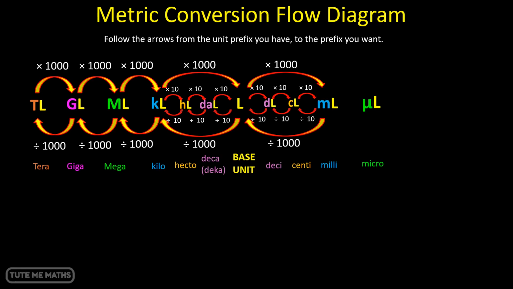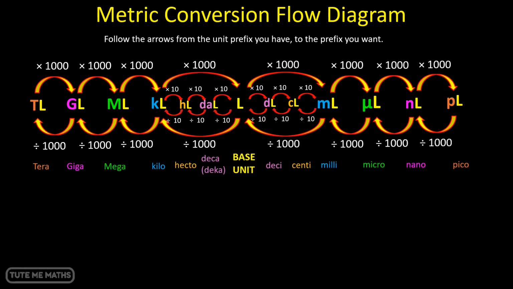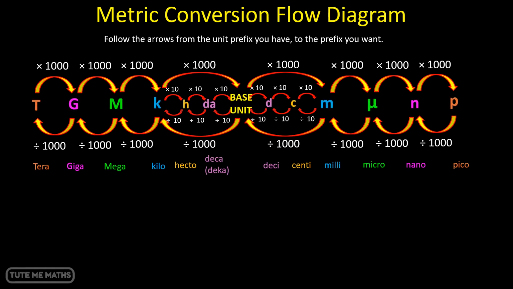Micro is 1000th of milli. Then nano is 1000th of micro. And finally we have pico, which is 1000th of nano. And here we have our complete flow diagram, beautifully symmetrical. Since it applies to any base unit, not just litres, we can remove the litres. Hopefully, the consistent use of 1000 for the major factors and 10 for the others will make it easy for you to remember.